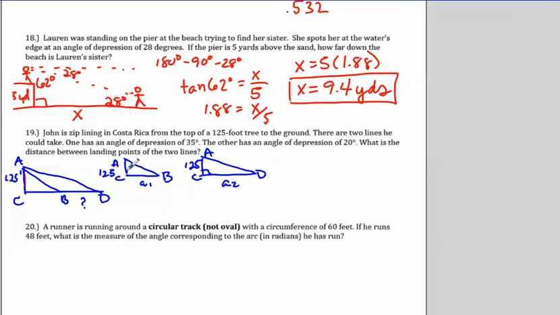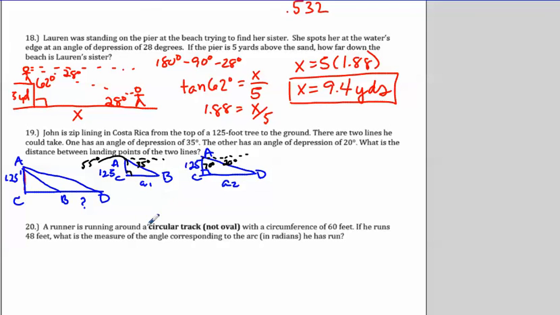I know my angle of depression is 35. That's out here, 35 degrees. But that means that I also know that down here is 35 degrees. Or more helpful, I know that this angle, angle A, is 90 minus 35, so it's 55 degrees. Over here, my angle of depression is 20 degrees, which means that this angle, angle A, is 70 degrees.